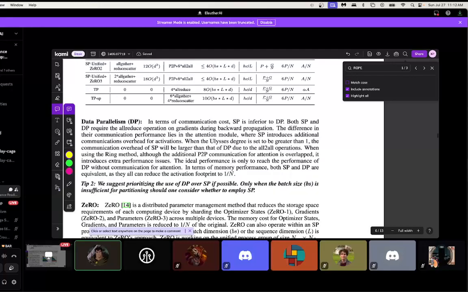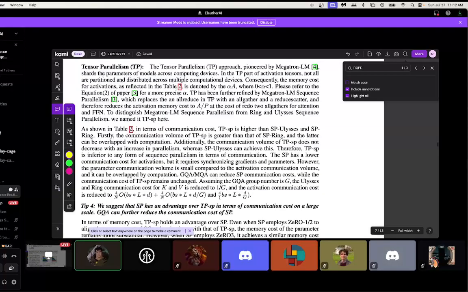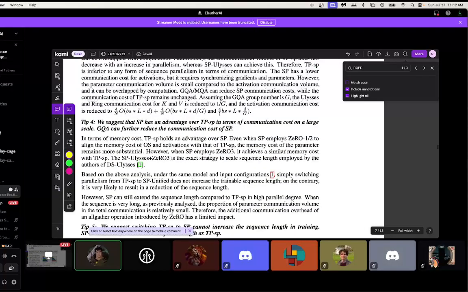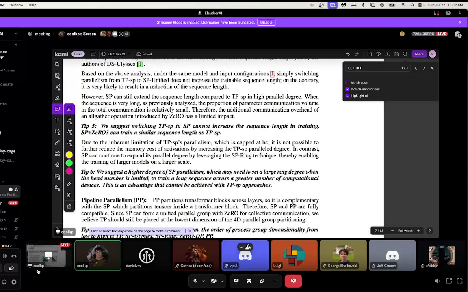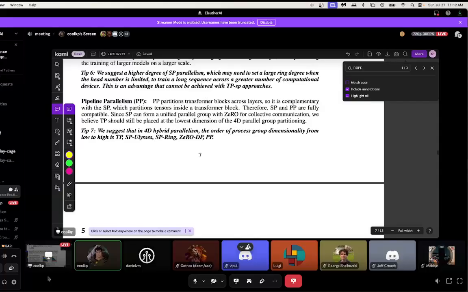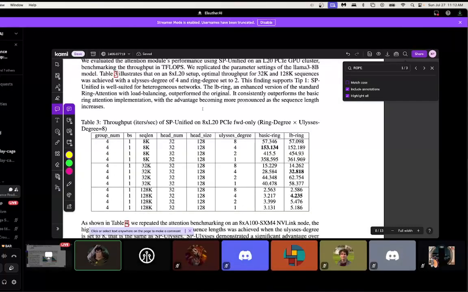I don't know if you have time to go over all of the tips, but this paper essentially summarized the points earlier. Actually, the tips are not that much new information, but they have used, and I don't know what this is, does anyone know what L20 is?